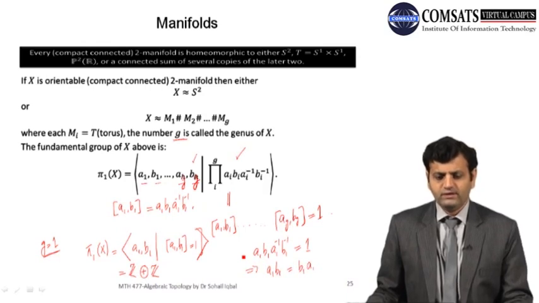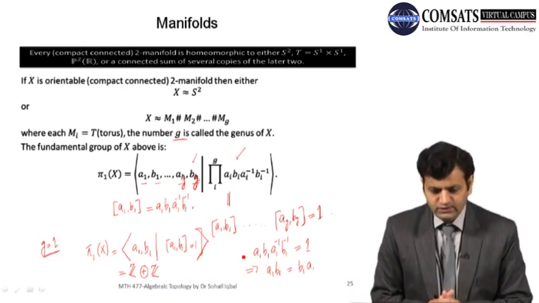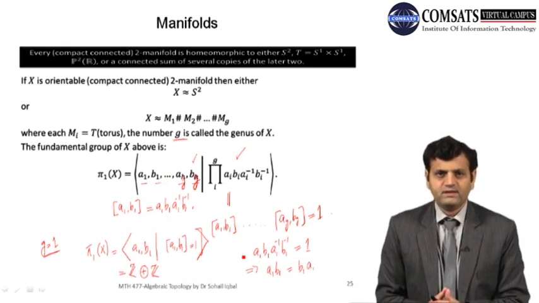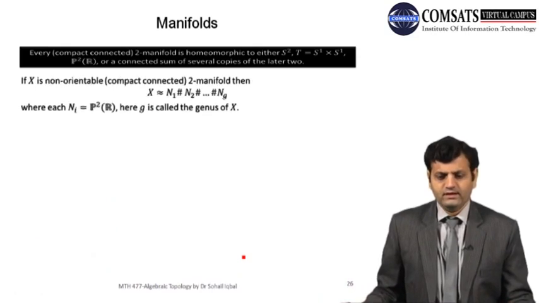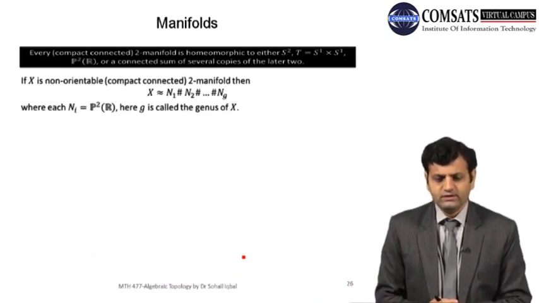Okay, and similarly we can go on and calculate the fundamental groups of other surfaces. In this way we can calculate the fundamental group of every compact connected orientable 2 manifold. Okay, so if X is a non-orientable 2 manifold, then it is homeomorphic to the connected sum of G copies of the real projective plane, and here G is called the genus of X.